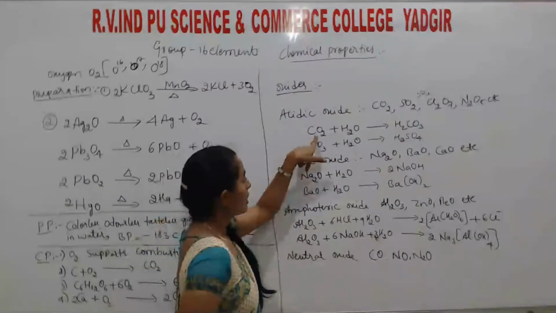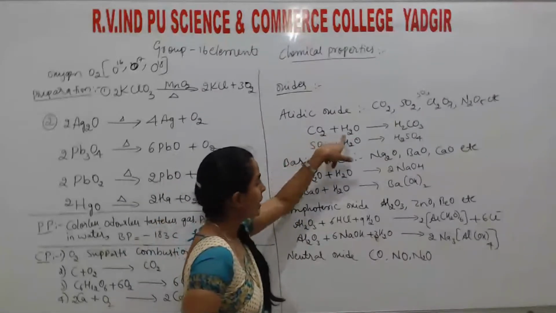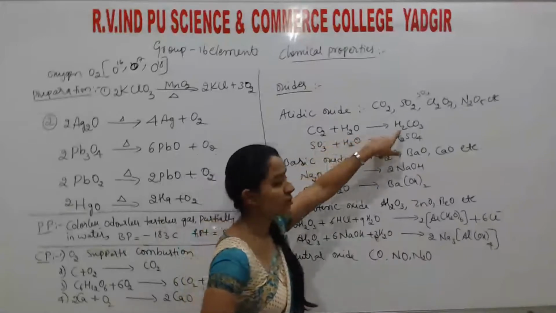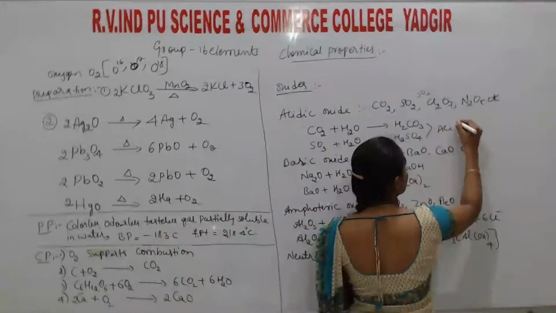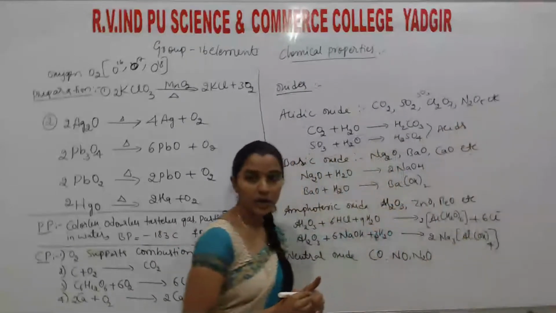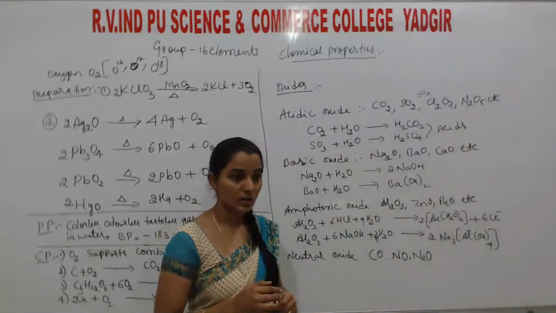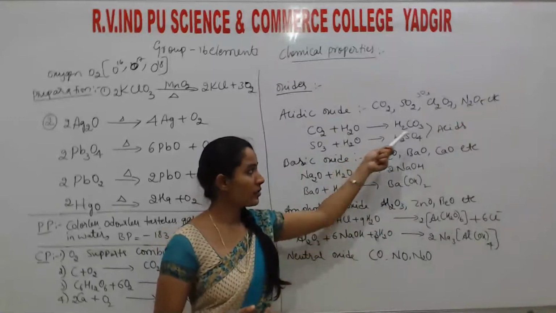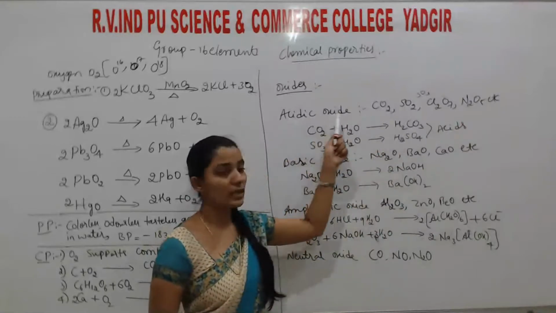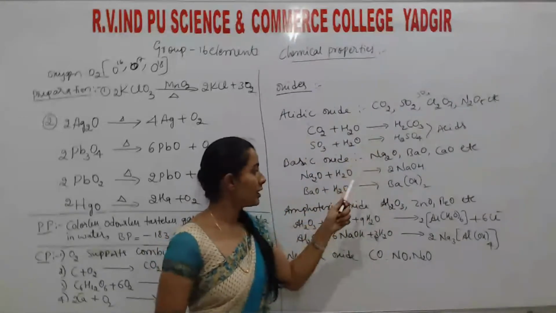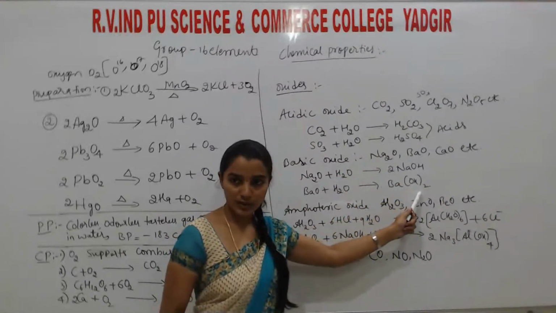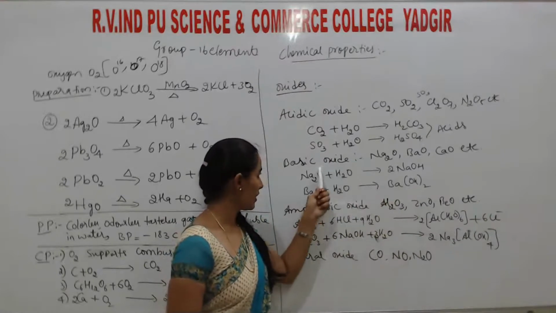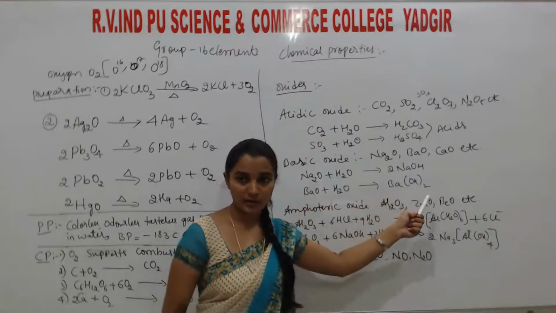So here CO2 reacting with H2O forms H2CO3, and SO3 forms H2SO4. These two are acids. Upon ionization or hydrolysis, these give acids. That's why they are called acidic oxides. Here they are giving me base. NaOH is a base, Ba(OH)2 is also a base. So that's why these are called basic oxides.